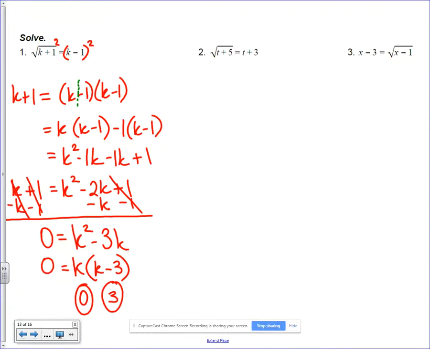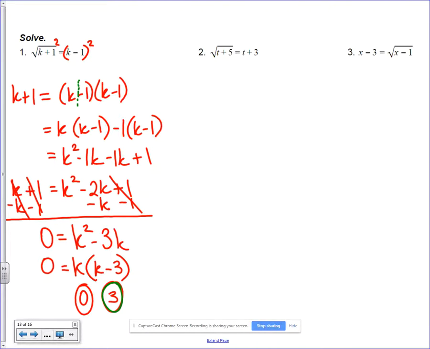So we're going to plug it in. Do you want to try 0 first or 3 first? 3? All right, here we go. If I put a 3 in up here, what's 3 plus 1? What's the square root of 4? 2. Everybody good with getting a 2 on that side? If I put a 3 in here, what's 3 minus 1? Does 2 equal 2? So this one works, doesn't it? Which means this one probably doesn't, but we're going to check it anyways.